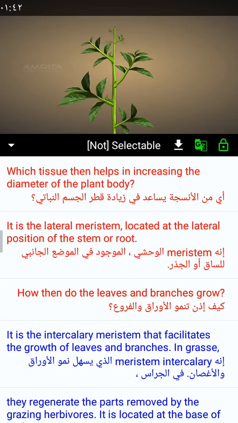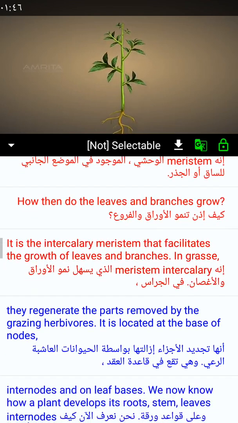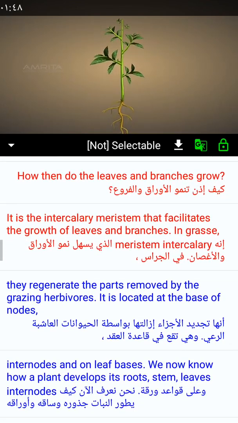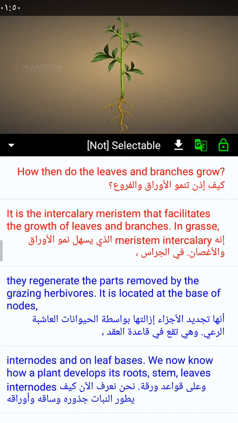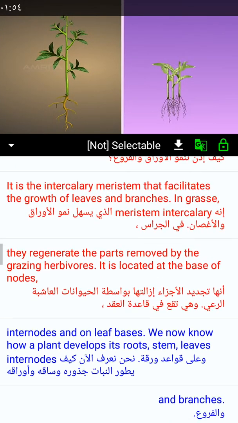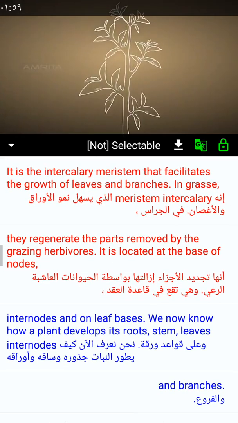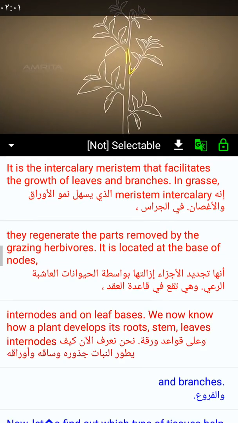How then do the leaves and the branches grow? It is the intercalary meristem that facilitates the growth of leaves and branches. In grass, these generate the parts removed by grazing herbivores. It is located at the base of the nodes, internodes, and on leaf bases.